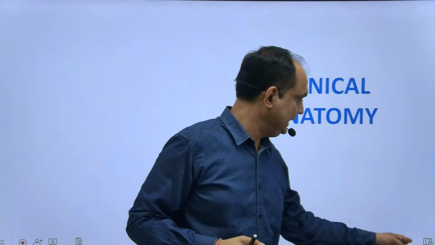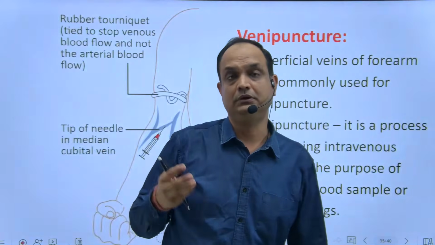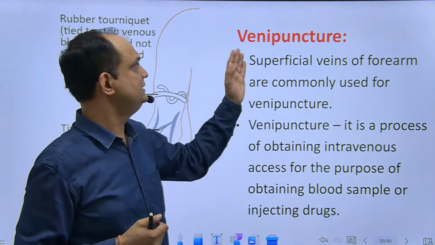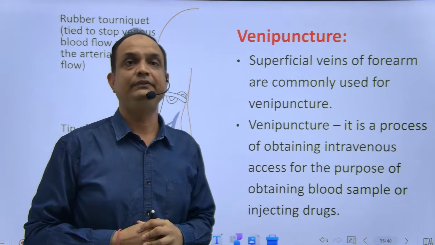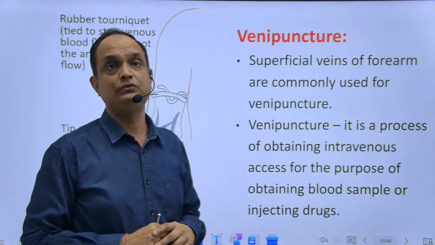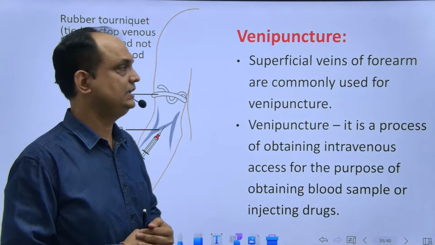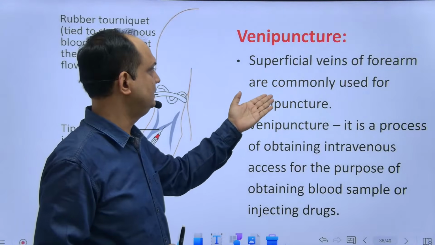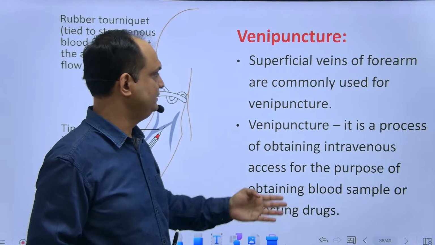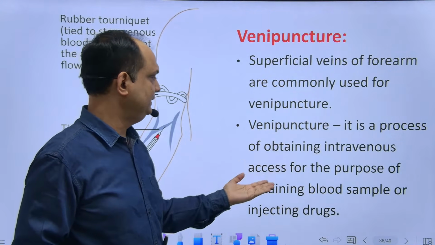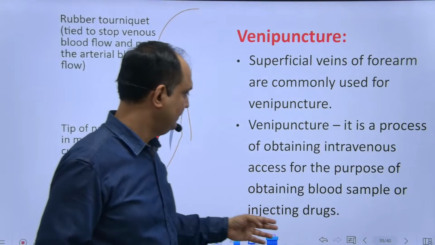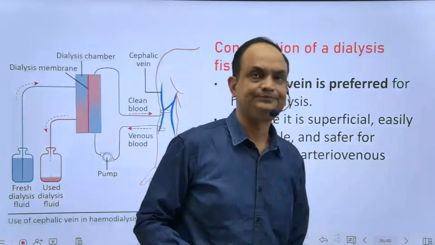So what is the clinical anatomy? Why are we reading the superficial veins? First is venipuncture. Superficial veins of the upper limb are most commonly used for IV sampling or to give IV injections. Superficial veins are more commonly used for venipuncture. It is a process to obtain a sample or for the purpose of giving drugs.